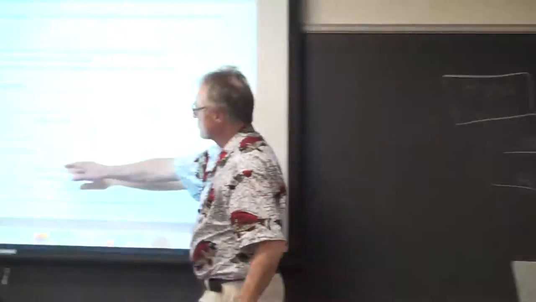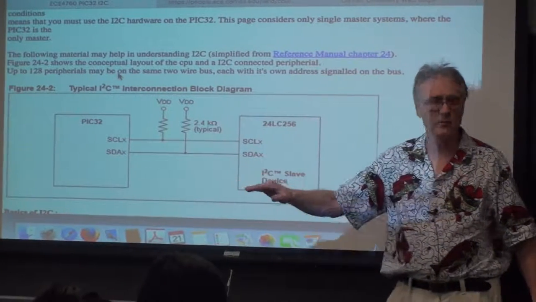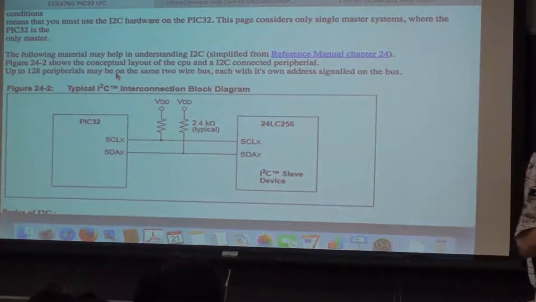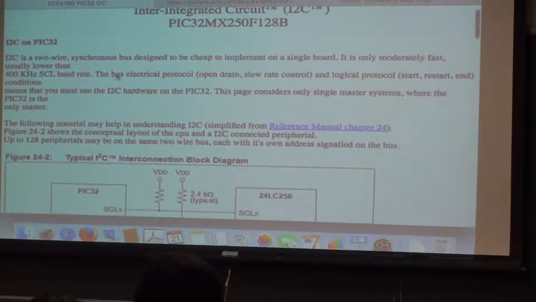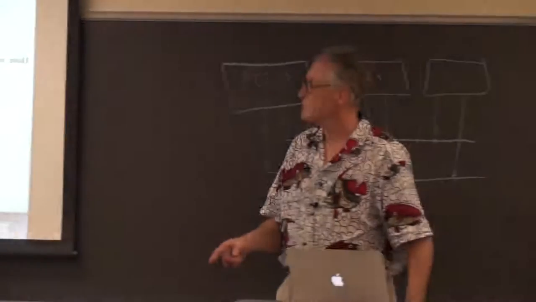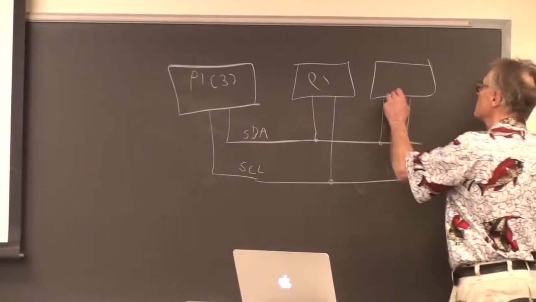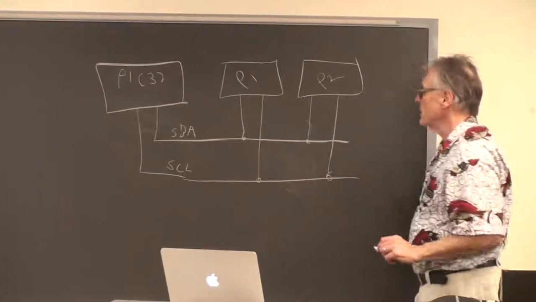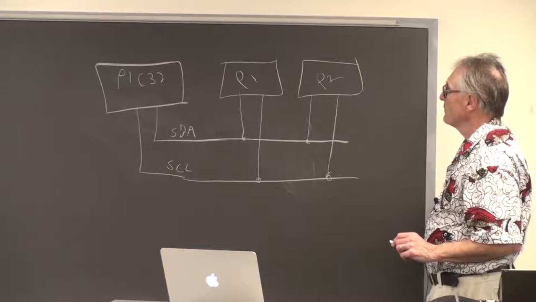The diagram shown in the data sheet shows only one peripheral, but in fact you can have up to 128 peripherals on one bus because there's a 7-bit address. However, if you actually put 128 peripherals on one bus, it won't work because the capacitance will be too high. But you could expect to put 5 or 6 peripherals onto the bus and have it work.